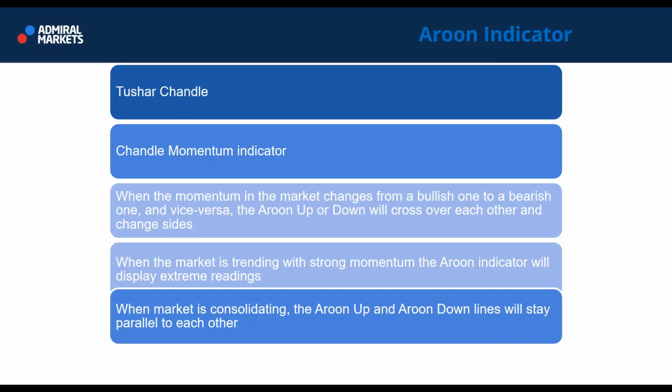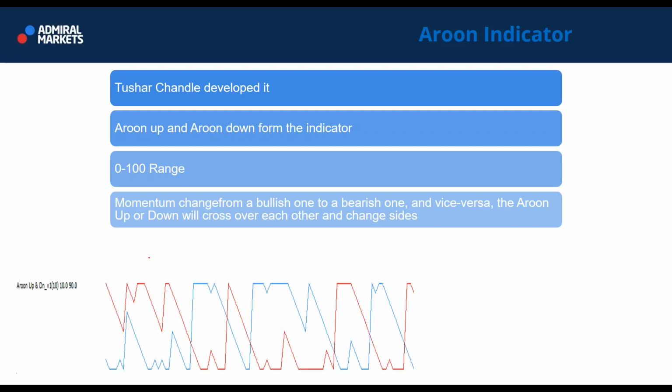Tushar Chande originally developed the Aroon indicator. He is also the author of the Chande Momentum Indicator and the Chandelier strategy. So when the momentum in the market changes from bullish to bearish and vice versa, the Aroon up and down will cross over each other and change sides. When the market is trending with strong momentum, the Aroon indicator will display extreme readings. When the market is consolidating, the Aroon up and down lines will stay parallel to each other.